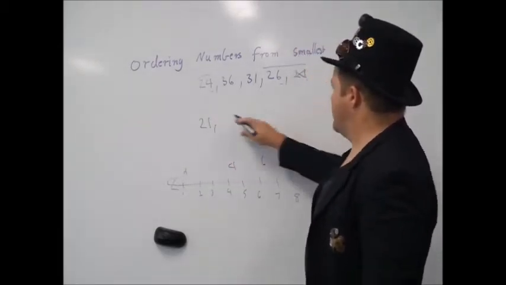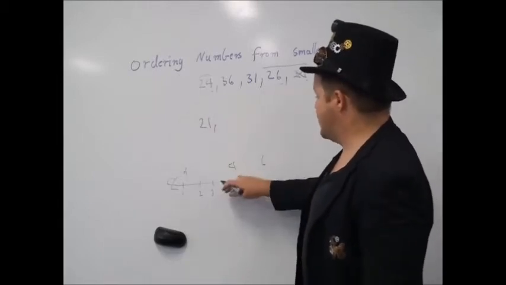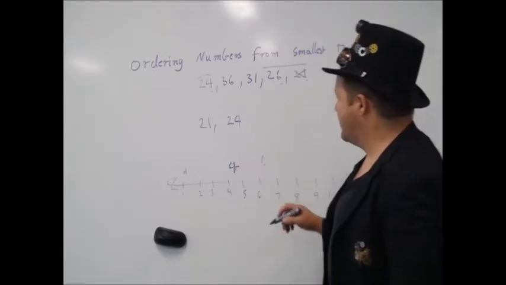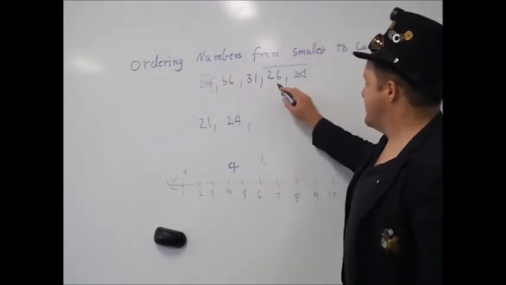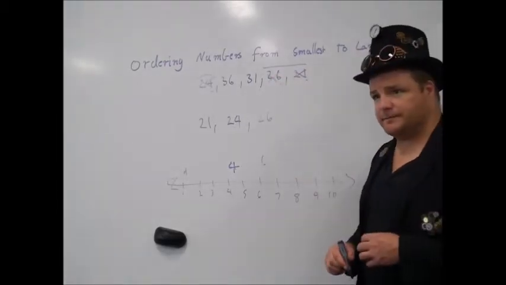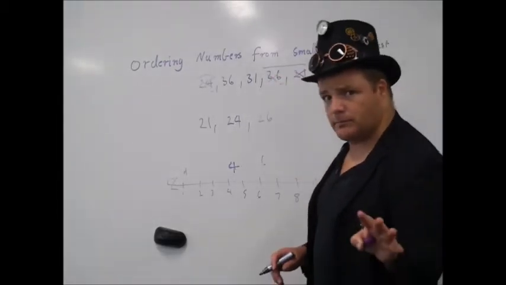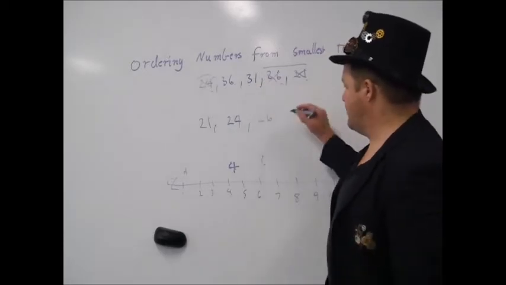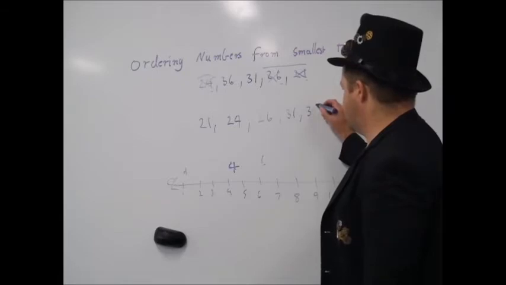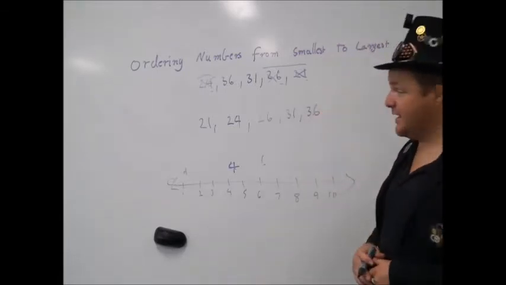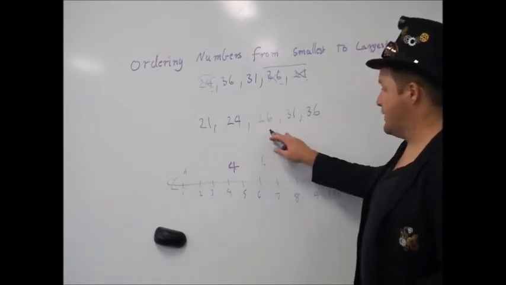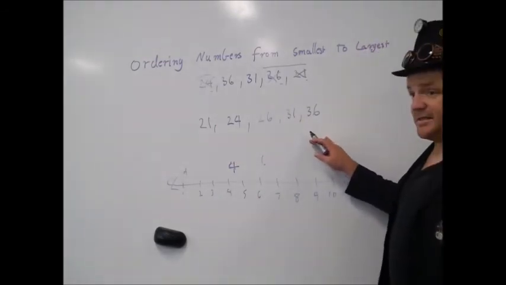Cross it out. Is it 24 or 26? I can see that it's 4. Make that 4 a little bit clearer. Okay, and then I cross it out. 26. And I cross it out. Now I have 36 and 31. Which is smaller, 6 or 1? 1, fantastic. 31. 36. As you can see, now we have our numbers arranged from smallest: 21, 24, 26, 31, and 36.